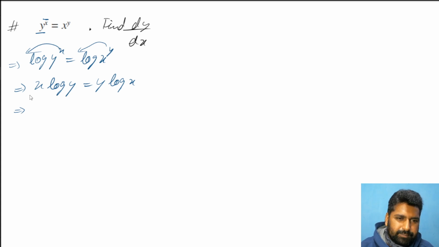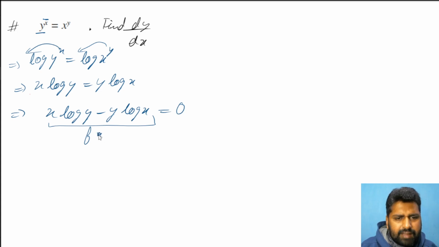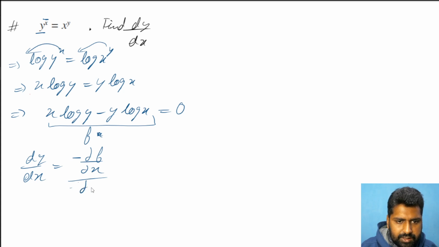That takes uv. So fine, you do the uv one on your own. I'm going with the short one, and then let's see if we can get the correct answer. So what I'm doing is writing this x log y minus y log x is equal to 0. This is a function of x and y, f we called, and then directly we know dy by dx is negative of partial derivative of f with respect to x upon partial derivative of f with respect to y.